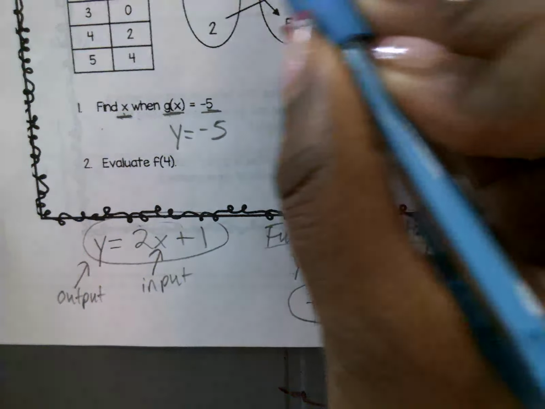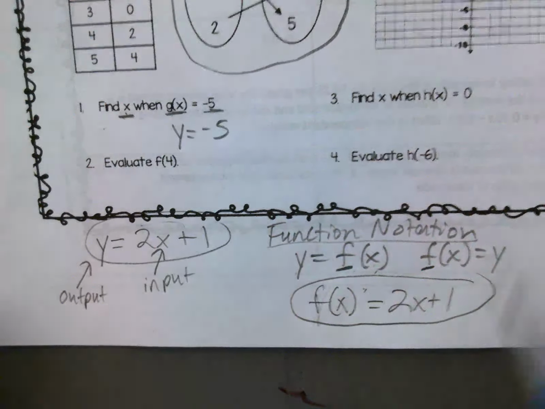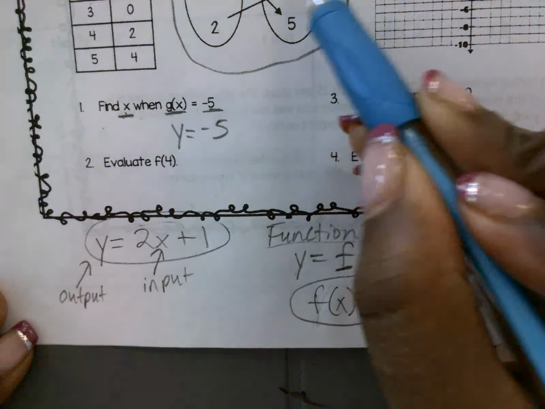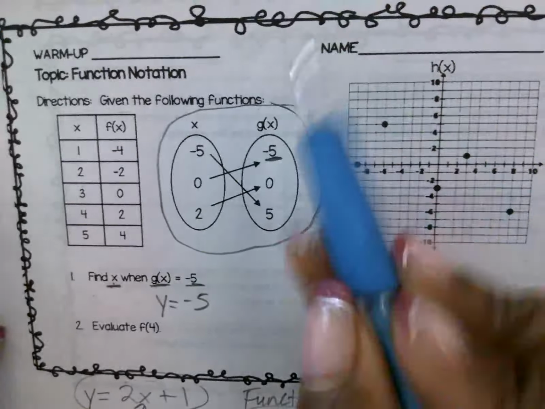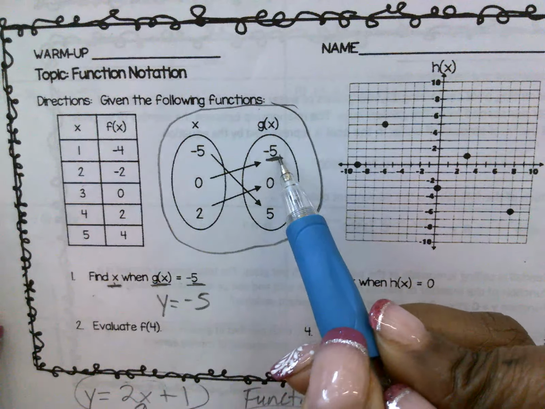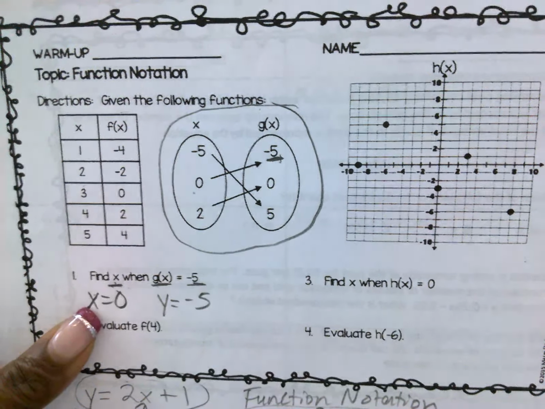So this is the one that has g of x in it. So let's look for when y is negative 5. Y is negative 5 here. What's the x value? Y is negative 5 here, sorry. What's the x value? Zero. It is 0. So x is equal to 0.